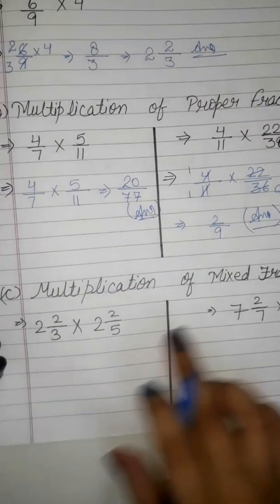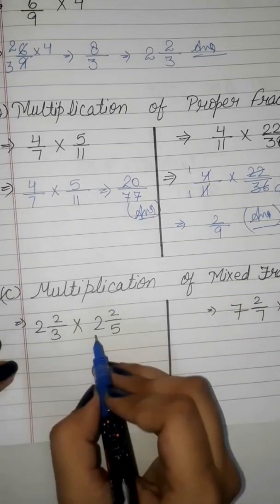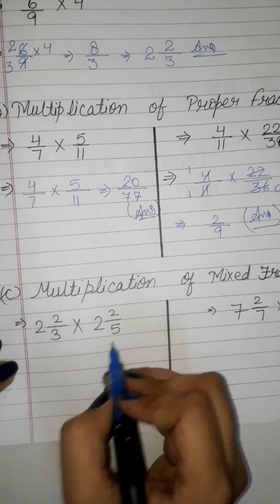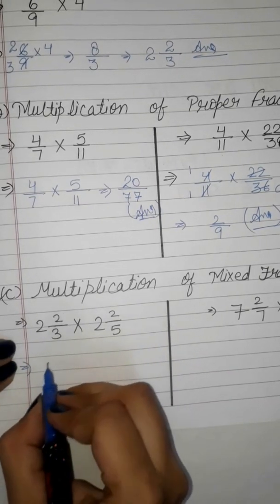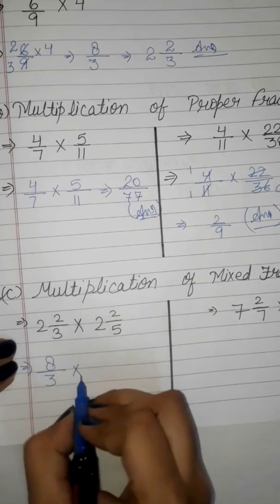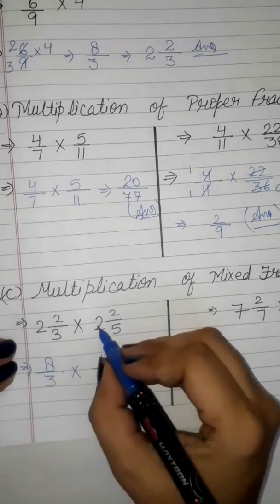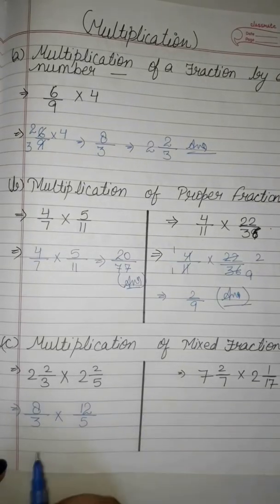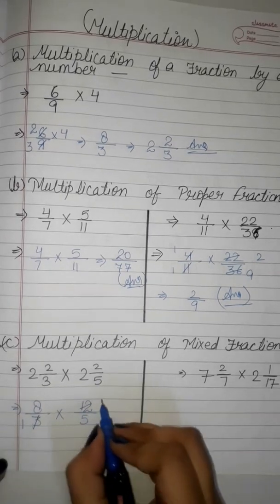Now see the multiplication of mixed fractions. 2 whole 2 by 3 into 2 whole 2 by 5. Now change into improper fractions. So you will get 8 by 3 into 12 by 5. 5 2s are 10, 11, 12. Now 3 and 12, we can reduce it. 3 1s are 3 and 3 4s are 12.